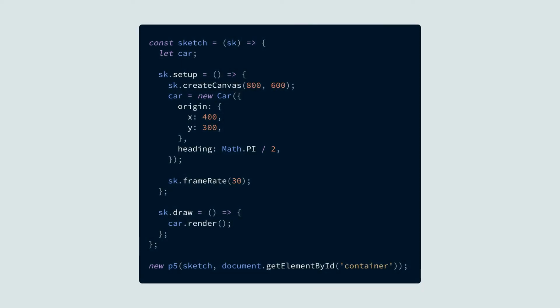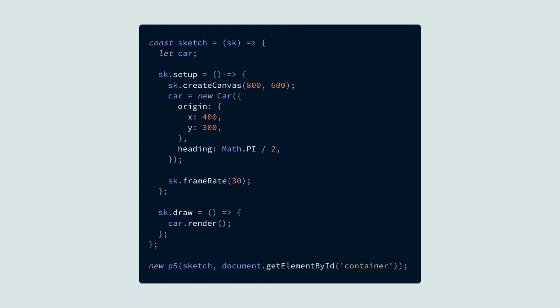So to start, we want to initialize two things. Basically the p5 sketch and the car object. And this should be done inside p5.js setup method. So I'll start with creating a canvas that is 800 by 600 pixels wide. Next thing will be creating the car object. So a car will have an origin and a heading angle for the moment. In my case, I set the heading to pi divided by 2, which is equivalent to 90 degrees.